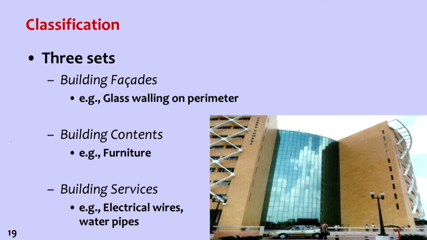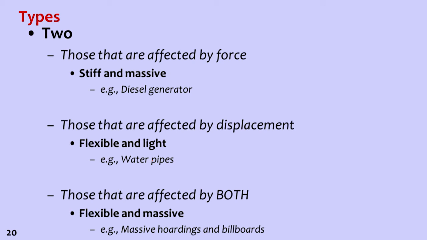So there are three sets of these non-structural elements. One is building facades, for example glass walling on the perimeter; then building contents, for example furniture and equipment; and then building services, so electrical wires and water pipelines. We are mainly focusing on the contents of the building in this class. They are of the type affected by force, so they are stiff and massive, for example a diesel generator installed inside the building. Those affected by displacement are flexible and light, for example water pipelines. And those affected by both are flexible as well as massive, like hoardings and billboards.